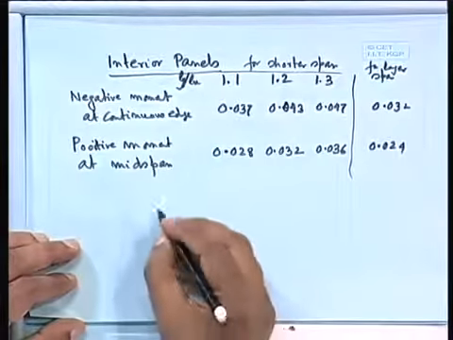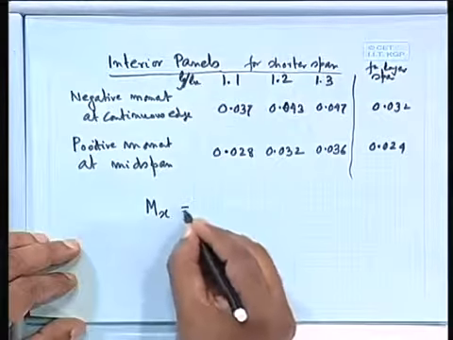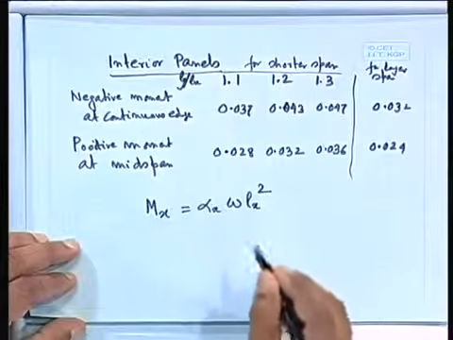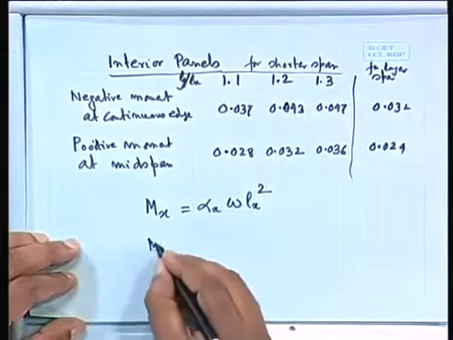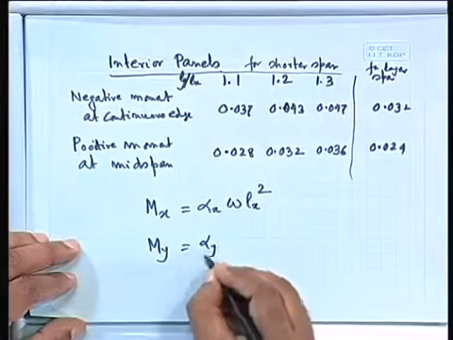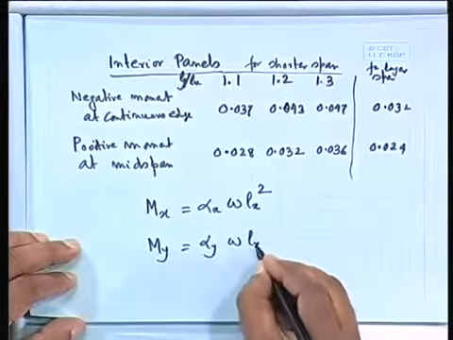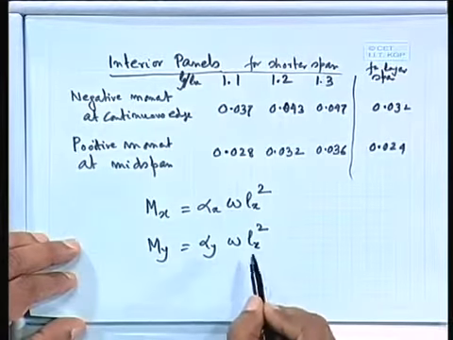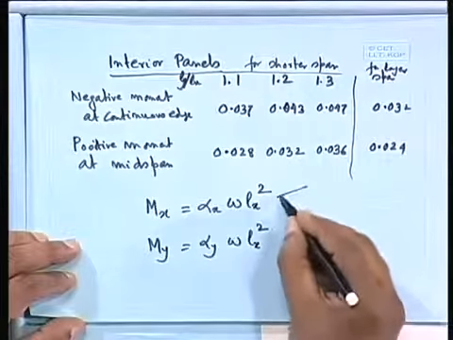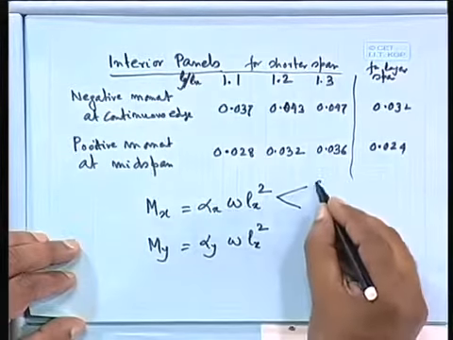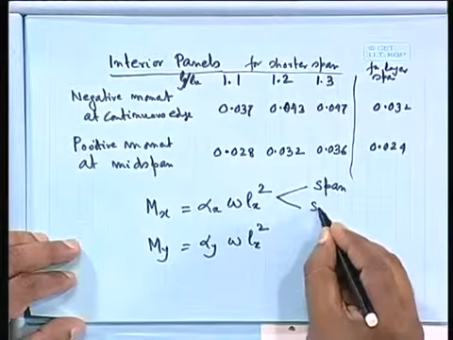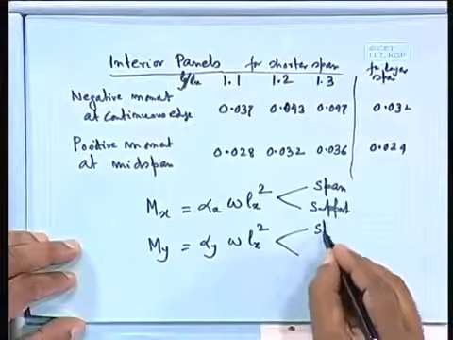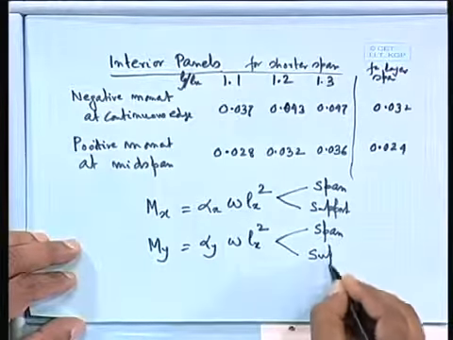And then from there we shall get that moment, which will be equal to, say, Mx equal to alpha x W L square x, and please note we shall write down in this fashion, and My equal to alpha y W again L square x. So not the Ly, we shall always write down Lx, and this is we shall get alpha x for span and support. Similarly, alpha y also for span and support.